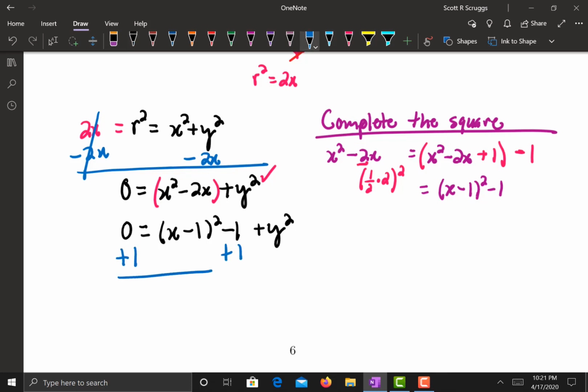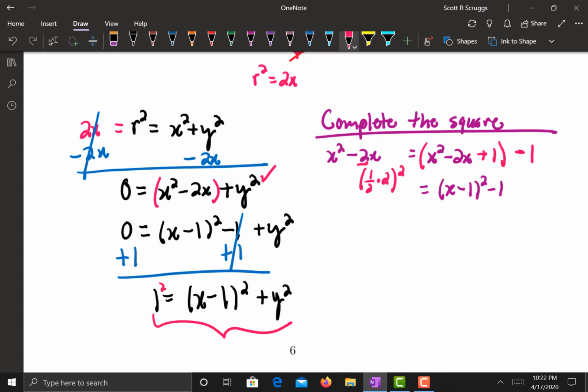Because that minus 1 is not paired inside a square, I'm going to move it over to the right hand side, and I get 1 equals x minus 1 squared plus y squared. And now I have something squared plus something else squared, one with respect to x, one with respect to y, equals a number squared. So I now have the equation of a circle.